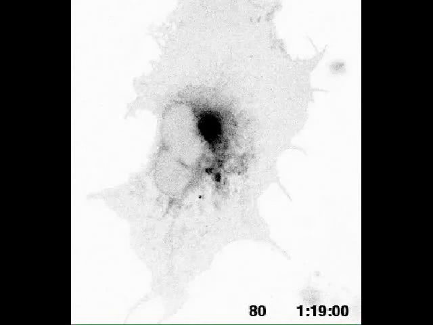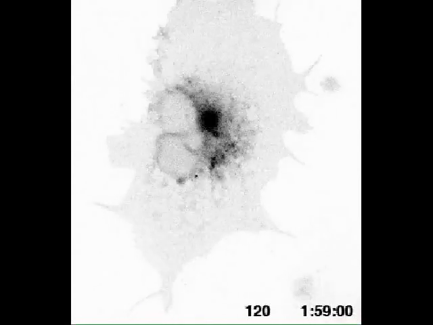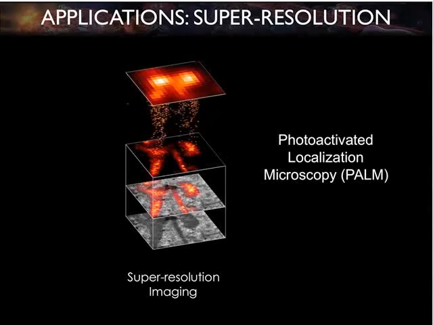Now, the use of these photoactivatable fluorescent proteins, as shown in the next slide, also permits use in super-resolution imaging, in particular photoactivated localization microscopy called PALM, and its sister super-resolution single-molecule approach, STORM, which uses Cy3, Cy5 dyes that can photoactivate or photoswitch.